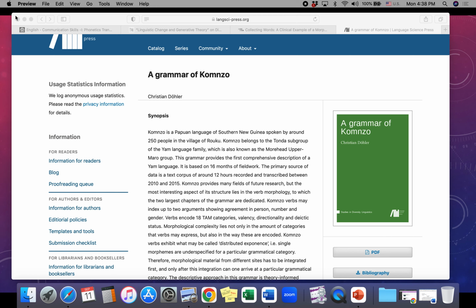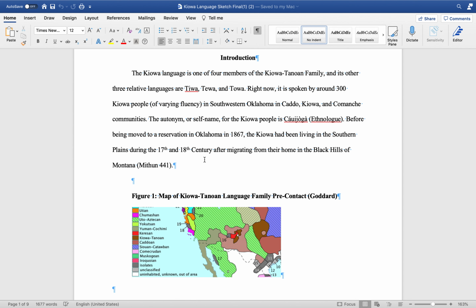A language sketch, on the other hand, is a light version of a grammar. If you were in the Intro to Native American Languages class, or if you take it in the future, you write a language sketch throughout the course in 4 or 5 pieces and turn that in as your final. And so I have an example here of a language sketch that a student did in a past class about the Kiowa language. It follows the same progression, but this is only like 9 pages compared to 250.